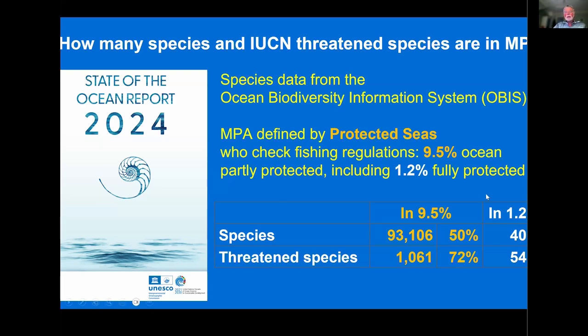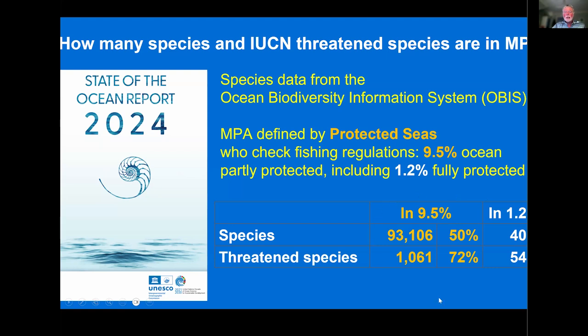They've determined that about 9.5% of the ocean is partly protected and only about 1.2% is fully protected. The MPA Atlas comes up with about 2 or 3%, nearly 3% fully protected on their criteria. So we've barely even started protecting the ocean.